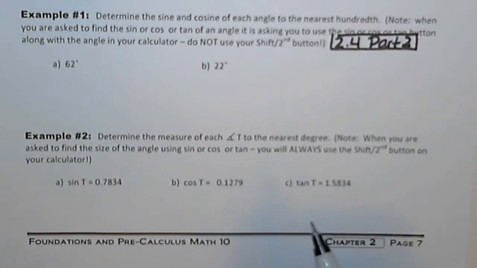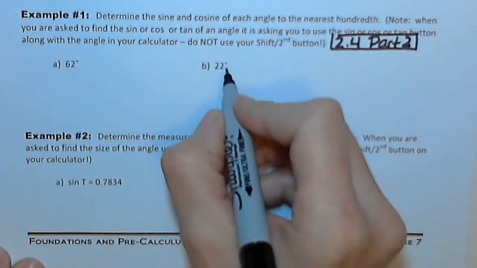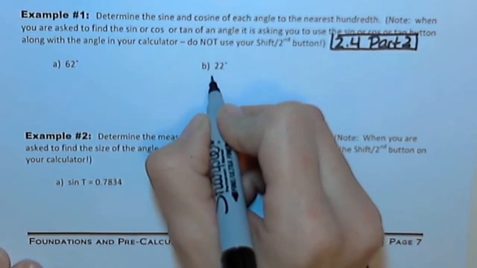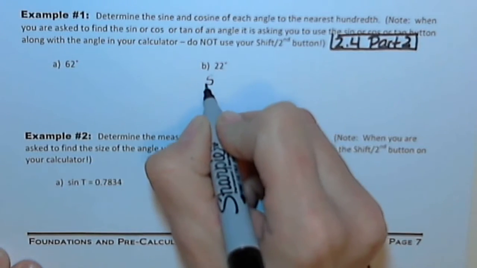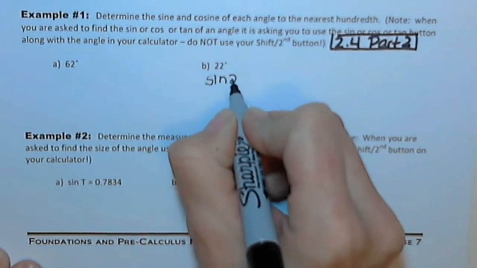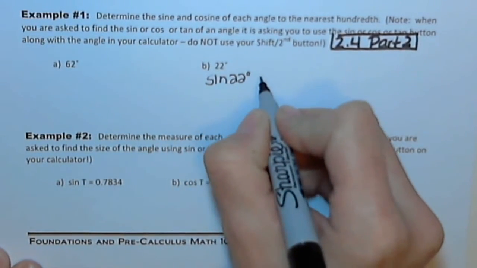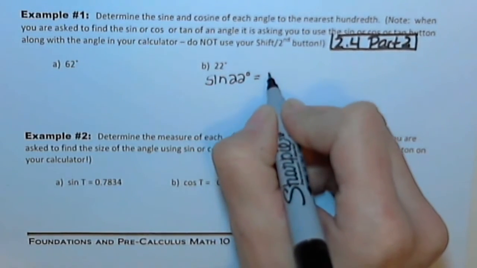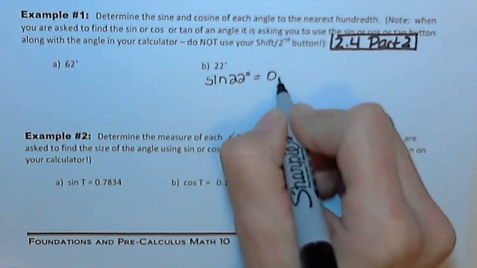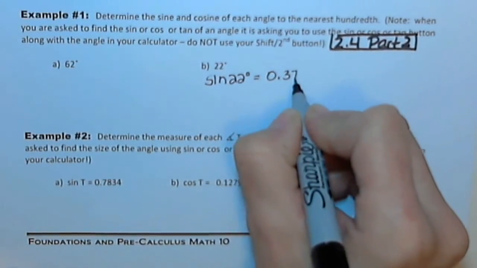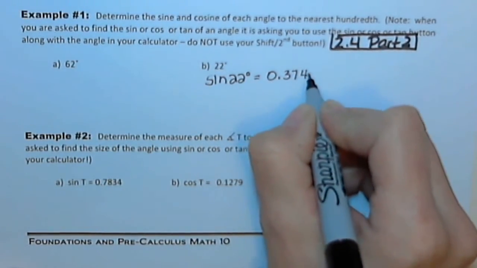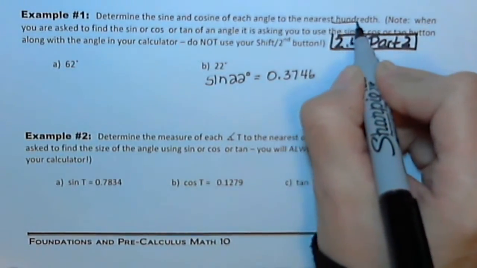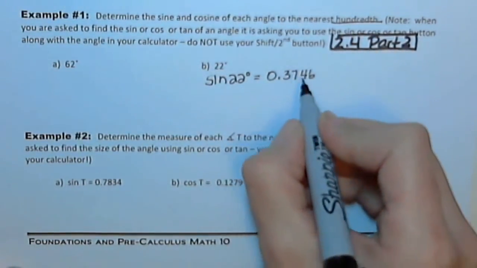This is 2.4, part 2. For this second part, we're going to continue to find the sine and the cosine of 22 degrees. So again, to find the sine of 22 degrees, it's written as sine of 22, and you're either going to press 22 sine or sine 22 in your calculator. And when you do that, you end up with an answer that we normally write to 4 decimal places. So I'm going to begin by doing that. Our question asked us to round this off to the nearest hundredth, which means 3 decimal places.